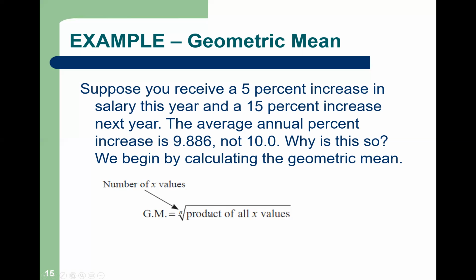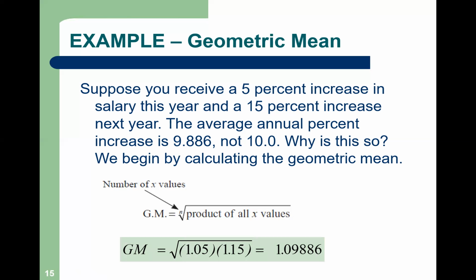How? We will calculate it using this formula: the product of all values, like 5 times 15, and then we will take the nth root. These are two values, so the nth root is 2, the square root. So the answer would be 9.886. You can calculate it using your scientific calculator. Here is another example. These are other important points.